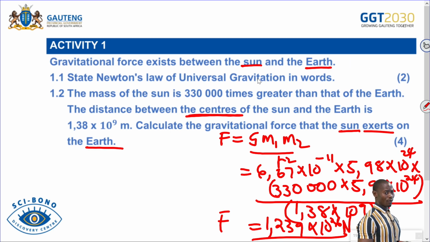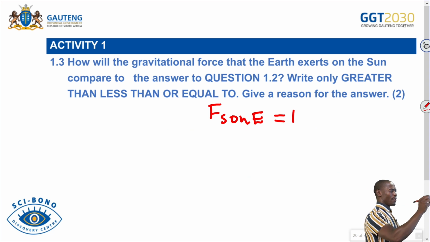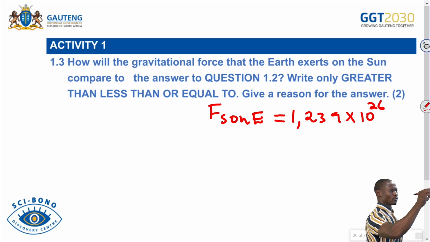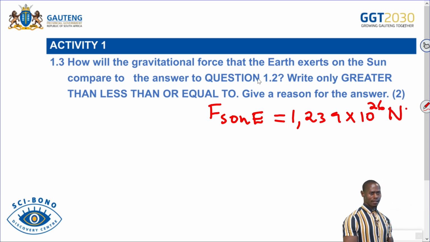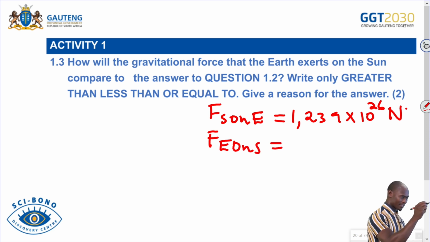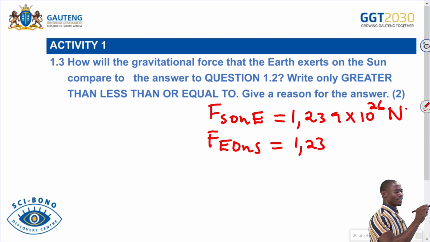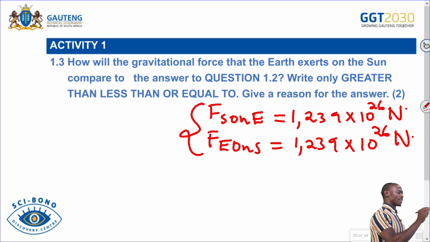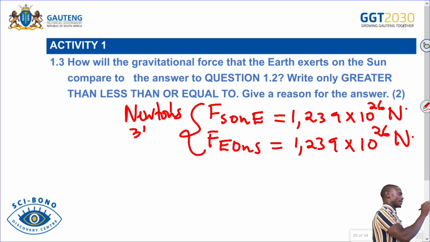What did we get there? We got 1.239 times 10 to the power 26 newtons. Then how will the gravitational force that the Earth exerts on the Sun compare to the answer to question 1.2? So the force exerted by the Earth on the Sun now is still the same, 1.239 times 10 to the power 26 newtons. So this is application of Newton's third law.